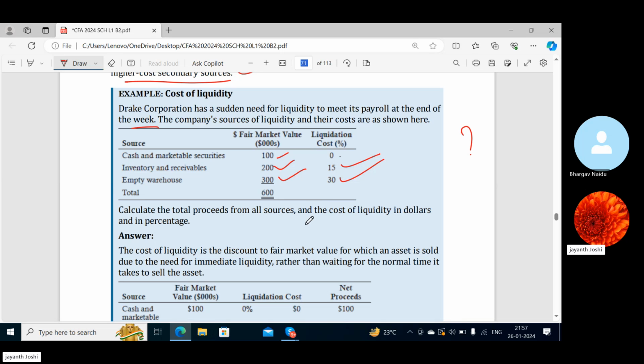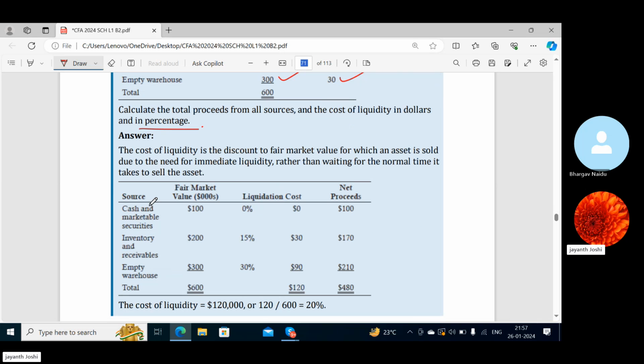Calculate the total proceeds from all sources and the cost of liquidity in dollars and in percentage. So cost of liquidity is the discount to fair market value at which an asset is sold due to the need for immediate liquidity. It is nothing but how much you are removing from your fair market value if you are selling the asset in the market for immediate liquidity. Are you understanding, Bhargav? Yes, sir. Otherwise, you would have waited for normal time and taken some good time to sell that asset at a higher or premium price.